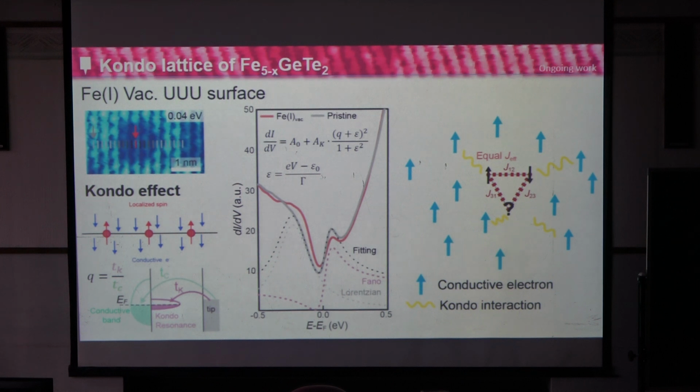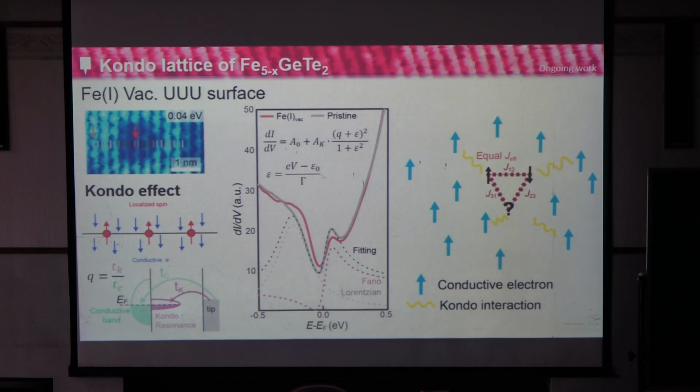Fermi level. So it also affects the tunneling current, because the tunneling current can be determined by the tunneling between the Kondo resonance state and the conduction band state. So it causes the STS measurement to show an additional peak near the Fermi level.